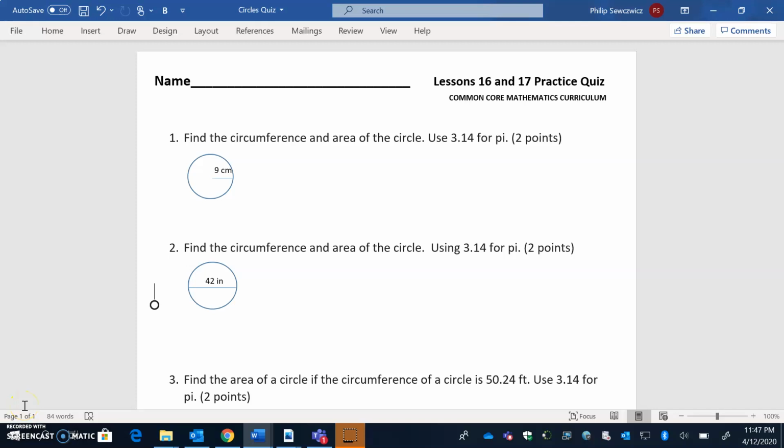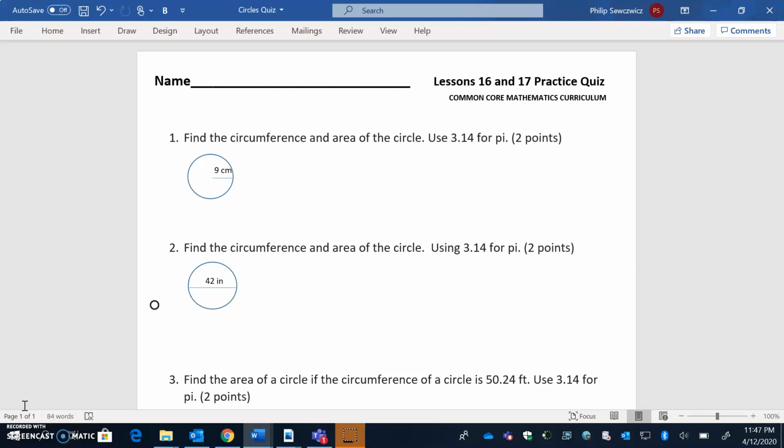All right, everyone, so this is your practice quiz for lessons 16 and 17. I would certainly encourage you to try it first and then go ahead and click play here to make your corrections as you go through it. So if you have not completed the quiz, go ahead and stop this video right now. Give that quiz a chance, and then we'll go and check it.